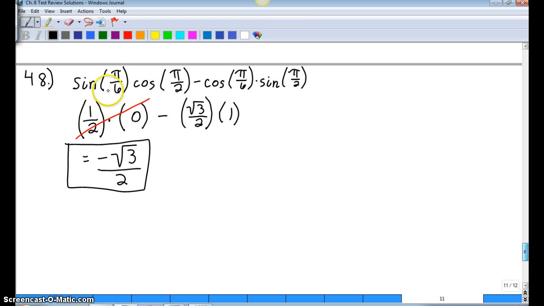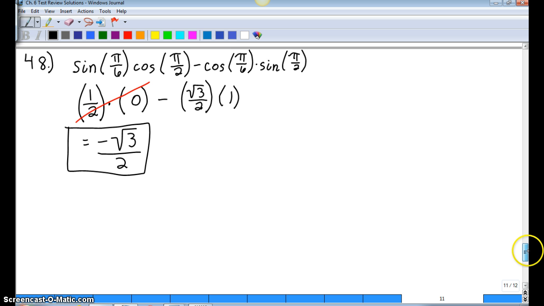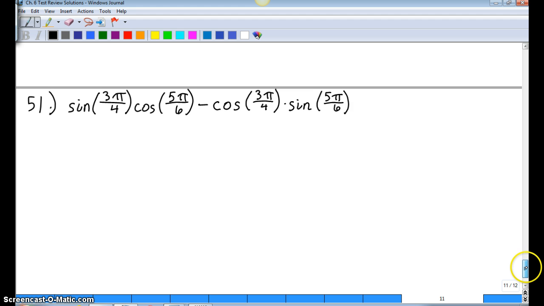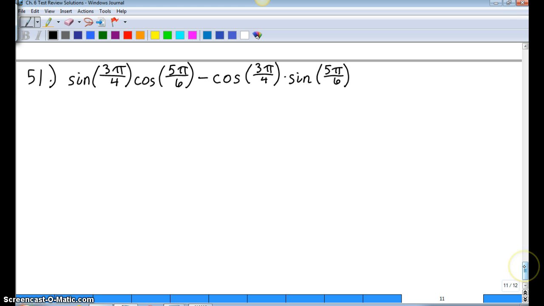If you looked at everything given to you, the pi over 6 and the pi over 2 are both in quadrant 1, so there's no need to evaluate the quadrant sign. 51, on the other hand, is a little bit different.